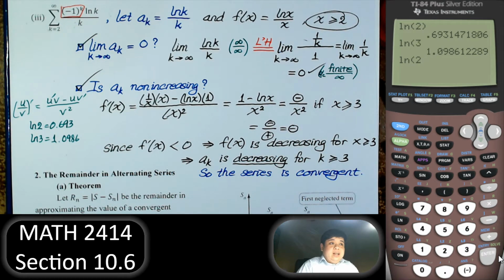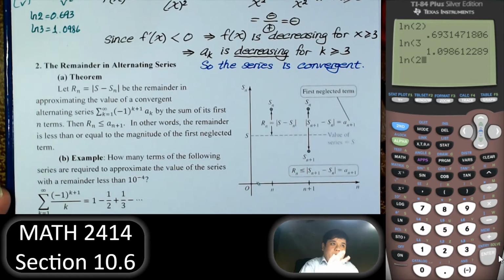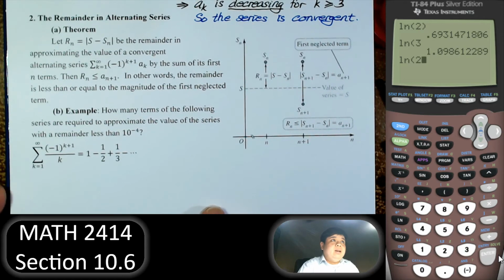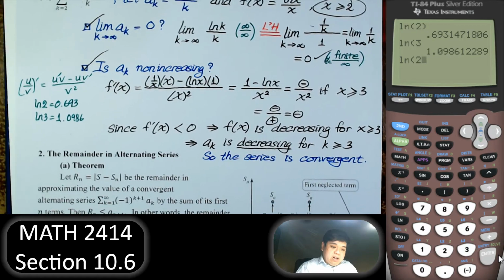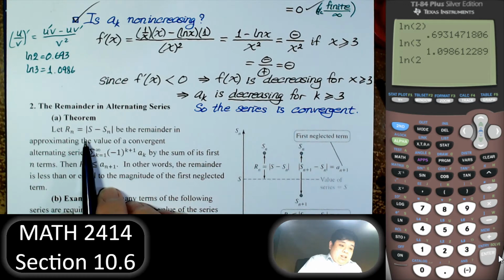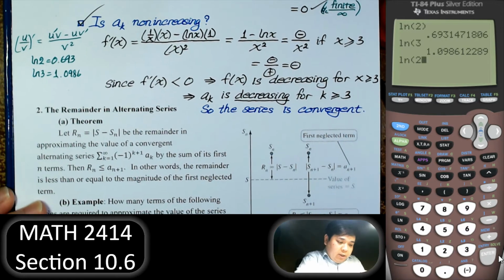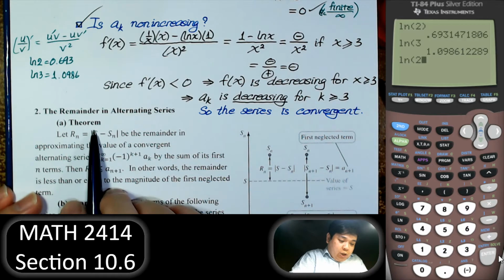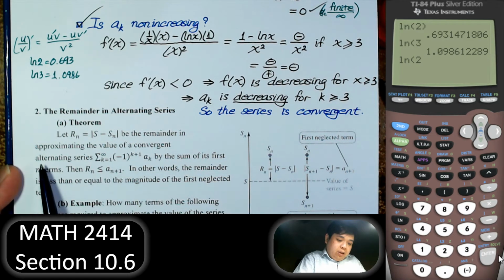It's the only test for convergence and divergence for alternating series, changing from positive to negative. For alternating series, we can find the remainder as follows. The remainder is the difference between the partial sum and the actual sum. S of n is the partial sum. So let R sub n equal the absolute error between the partial sum and the actual sum for the alternating series.